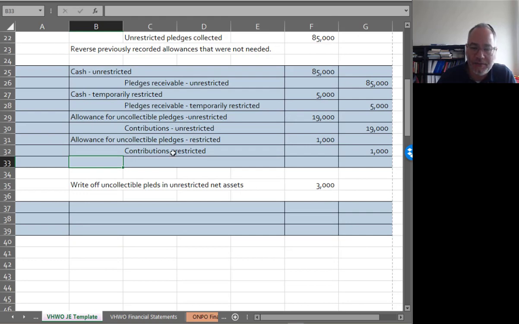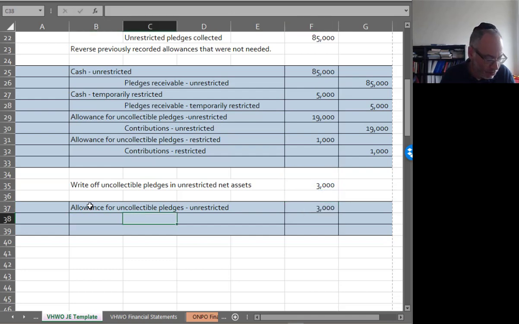Write off uncollectible pledges in unrestricted assets. I don't know where that came from because I just eliminated all my uncollectibles, but anyway, debit allowance for uncollectible pledges, unrestricted, $3,000. And credit pledges receivable unrestricted, $3,000, like so.